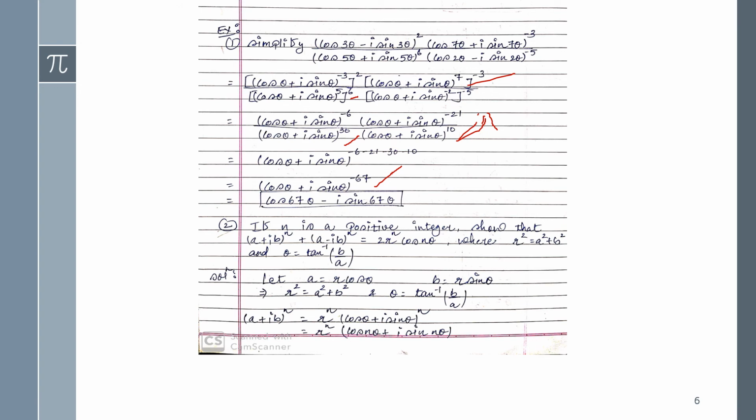Okay, and for a plus ib and a minus ib, I'm using parametric equations, that is a equals r cos theta and b equals r sin theta. Okay, so this one we have found from these both components only, that is, from parametric equations only.